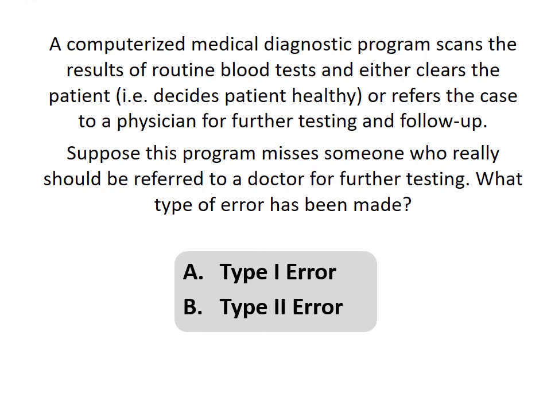I do have one extra example about these errors. So pause it and think about it. All right, so I'll go through it. A computerized medical diagnostic program scans the results of routine blood tests and either clears the patient, that means decides the patient's healthy, or refers the case to a physician for further testing and follow-up. Suppose this program misses somebody who really should be referred to a doctor for further testing. What type of error has been made?